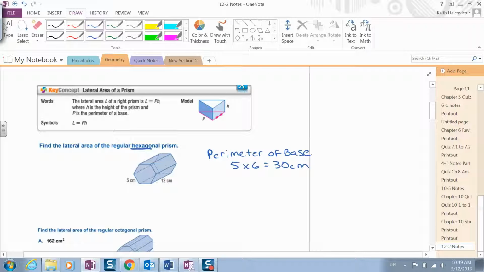The height goes from one base to the next. So the height is 12 centimeters. So the lateral area is equal to 30 centimeters times 12, which is equal to 360 square centimeters. That is the lateral area of the prism.